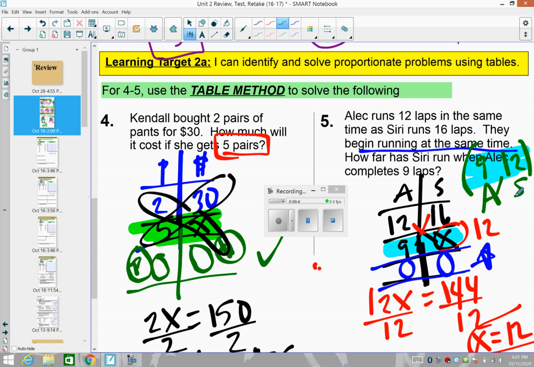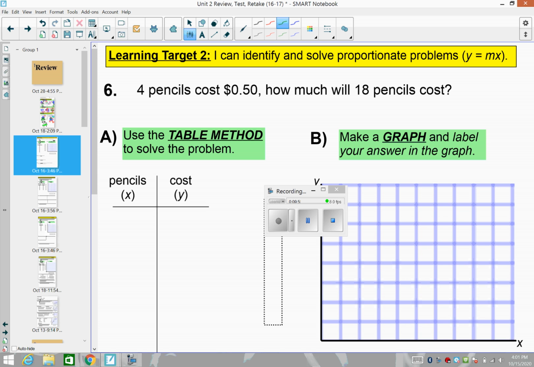All right, pause video at any time and go back. All right, here we go. Next problem. 4 pencils cost 50 cents. How much will 18 pencils cost? So 4 pencils cost 50 cents. How much will 18 pencils cost?